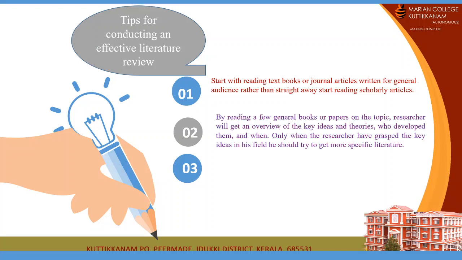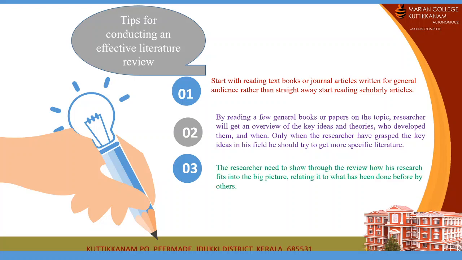Tip number 2. Once the researchers start reading a few general books or papers on the topic, they will get an overview of the key ideas and theories, and things like who developed them and when. Only when the researcher has grasped the key ideas in the field should he try to get more specific literature.